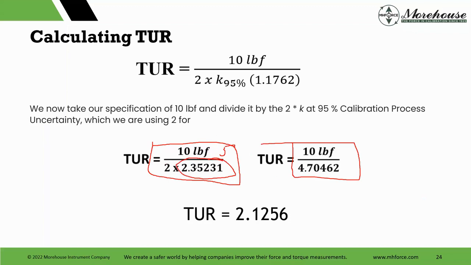We have 10 divided by 2 times K equals 95%. And therefore, we have effectively shown, again, I think people are going to want the workbook and want to use some Excel functions. I encourage everyone to start, just build this formula out in Excel, play with it, do what you want. Right now, we have a TUR of 2.125.